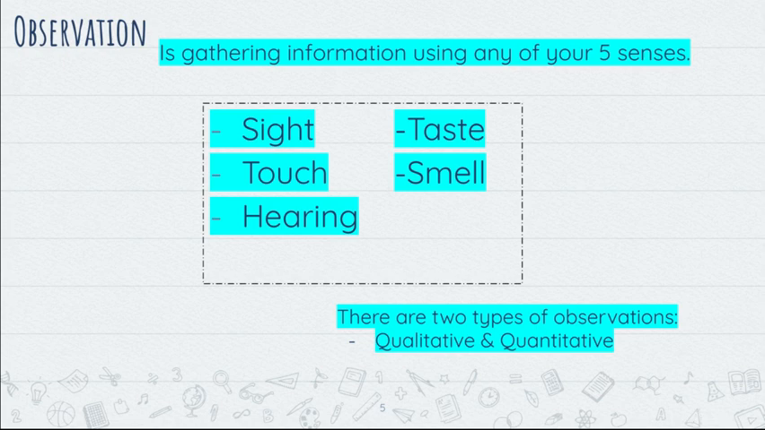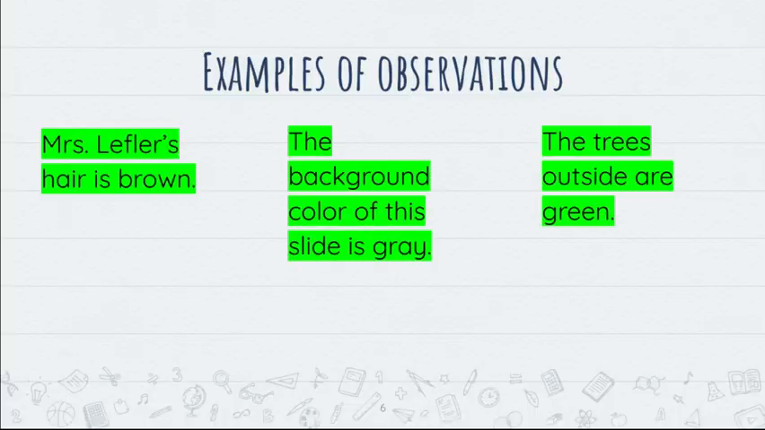Observation is gathering information using any of your five senses: sight, touch, hearing, taste, and smell. There are two types of observations: qualitative and quantitative. So, examples of observations: Miss Leffler's hair is brown. The background color of the slide is gray. The trees outside are green.